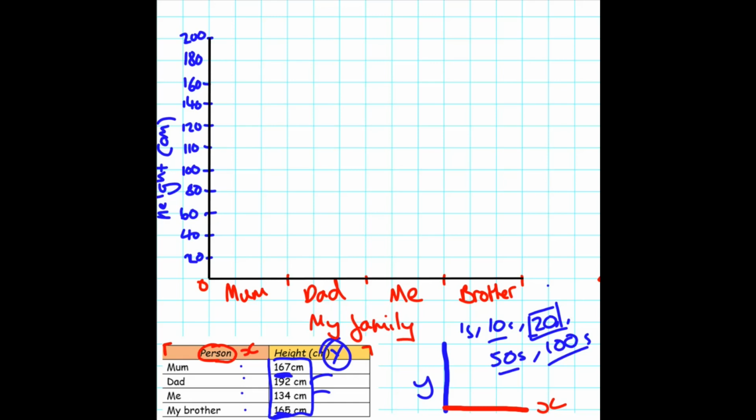Now this is the part where we need to draw in the data. So my first one is 167. So the first thing I would do is to come up here and find out where 167 is. I know that halfway between 160 and 180 is 170, so whatever I draw has to be just underneath. So I'm going to put a little dot there. It's got to go across to the edge of where I've drawn this line here, dividing mum and dad. So it's got to come across to here.